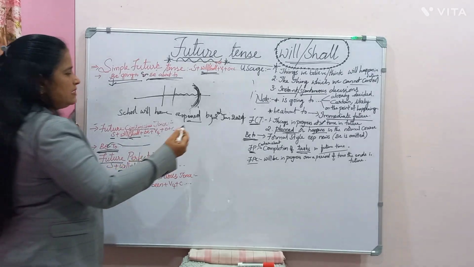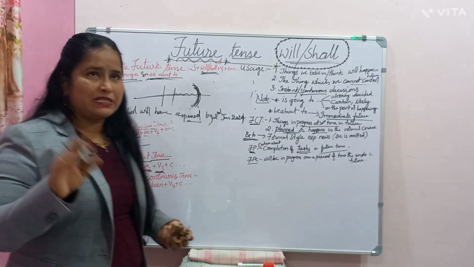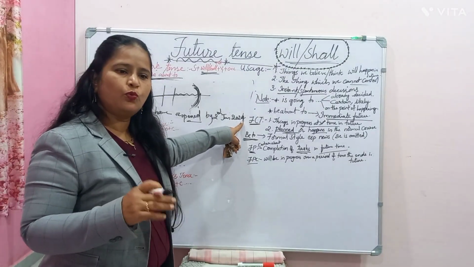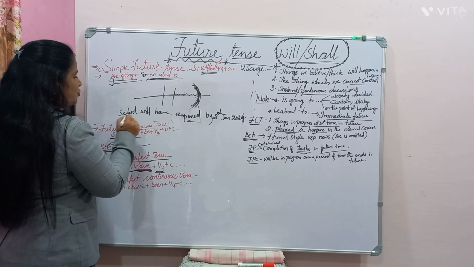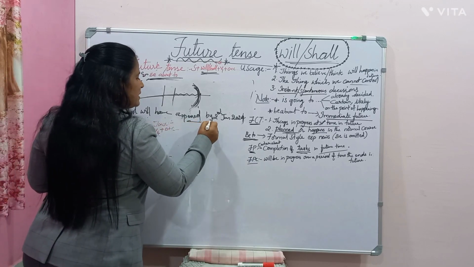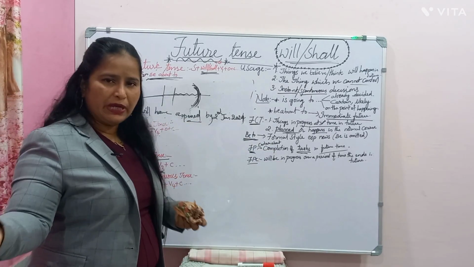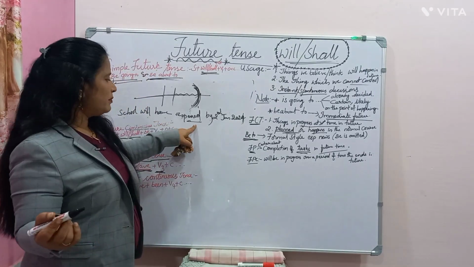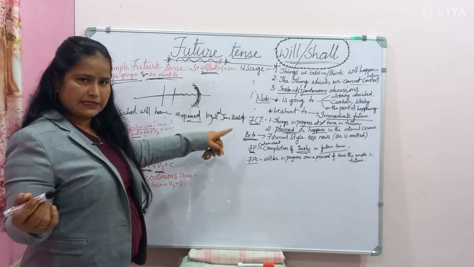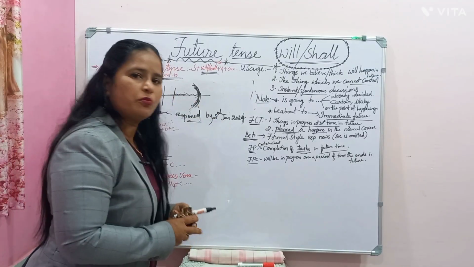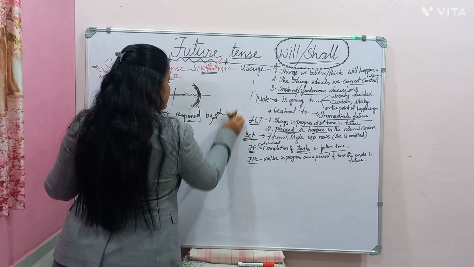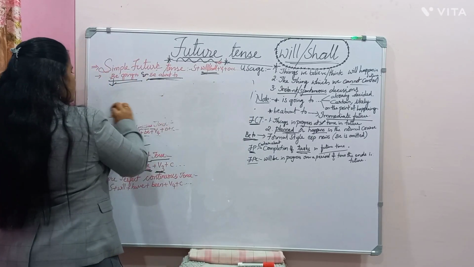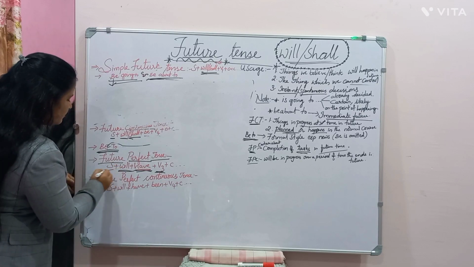Then what else can we say? By summer, 2024 summer, all students will have completed their exams by May. All students will have written their exams by May 2024. So these are certain things which are going to start in the future and complete in the future. Certain sentences we use with this perfect tense.